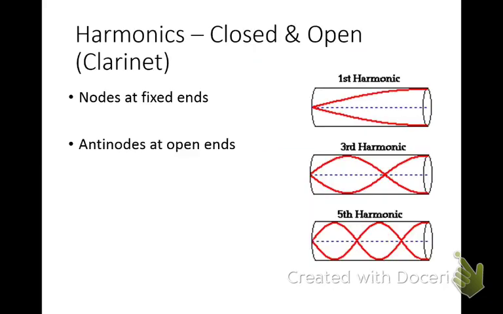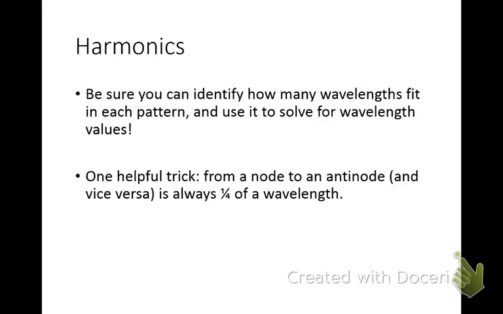And of course, sometimes you come across things that are open at one end and closed at the other. You'll have a node on the closed end, you'll have an antinode on the open end. Now be sure, for all of these harmonics, you can mark the length of the tube or string or whatever it is, as well as how many wavelengths or the percentage of a wavelength that is fitting inside there. Be sure you can equate that amount of wavelength to the length of the tube or string and solve for the wavelength. A helpful trick that you can use, like I mentioned earlier in the video, from a midpoint of a wave up to a crest, it's always a quarter of a wavelength. That would be a node to an antinode.